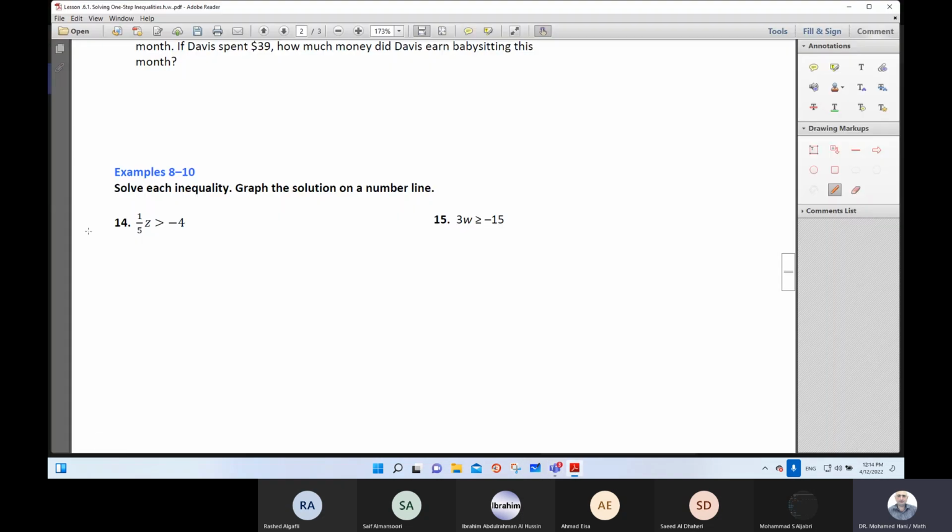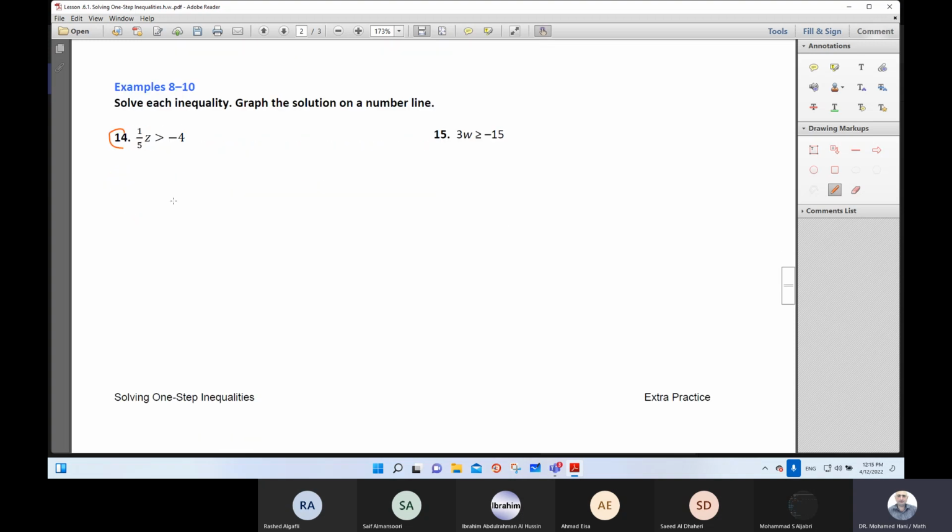Now, solve each inequality and graph the solution on a number line. We have this question: 1 over 5 z greater than minus 4. How to solve this inequality? Always remember, when you have a fraction, to remove the fraction, multiply by the reciprocal. You have here 1 over 5 z. What is the reciprocal of 1 over 5? 5 over 1, or 5.